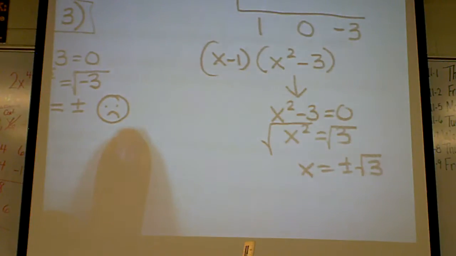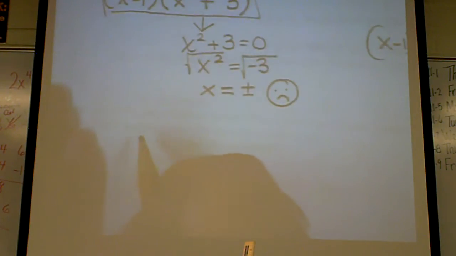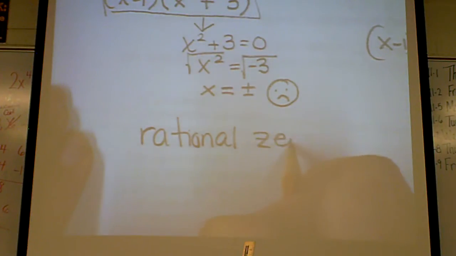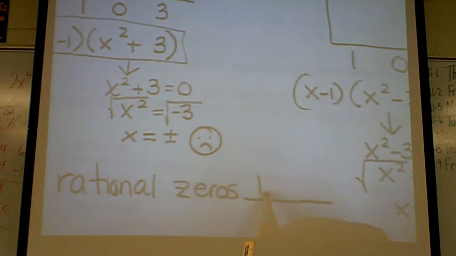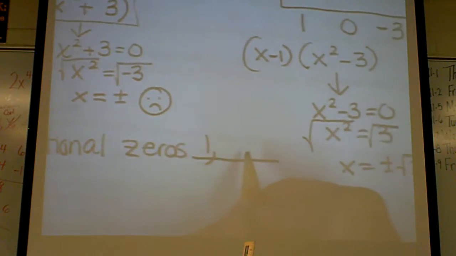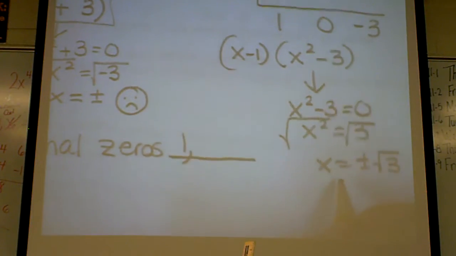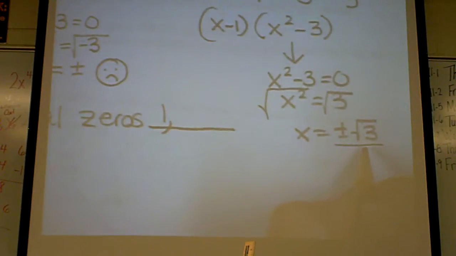Okay, so now the question says find all the rational zeros. What answer are you going to say? And you just did this problem. You got 1. And what else do I write? Good answer. You're not going to write this here. Why? Because it's not a rational number.